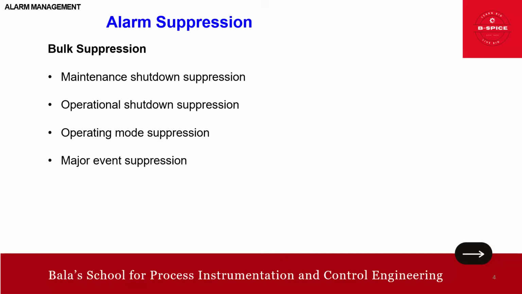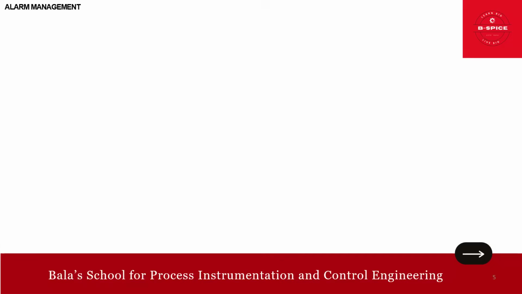So that is how this is during a major event suppression. Bulk suppression should be clearly displayed to the operator so that it is obvious that these alarms are not functional. That is the point. So this is one way of doing bulk suppression. Okay, right. Then the other aspect is logical suppression.